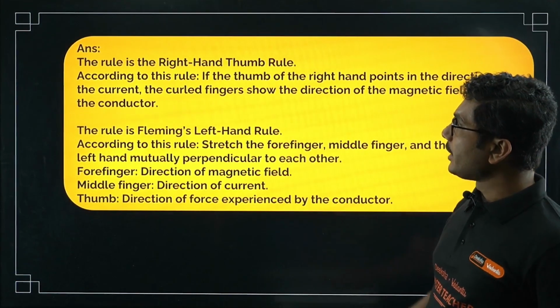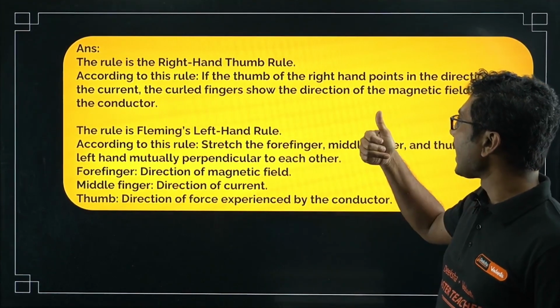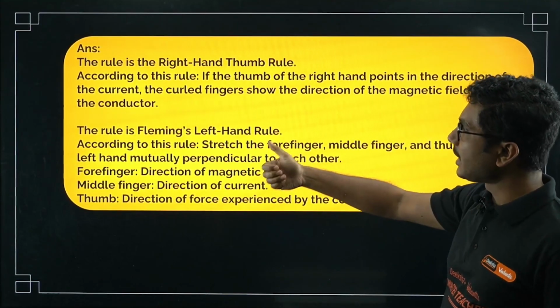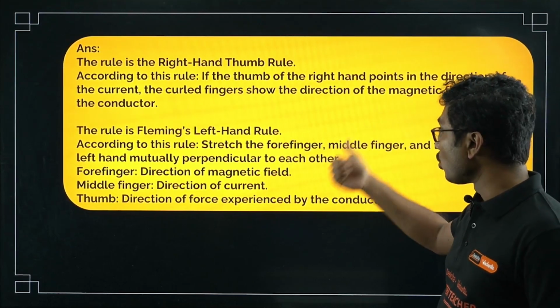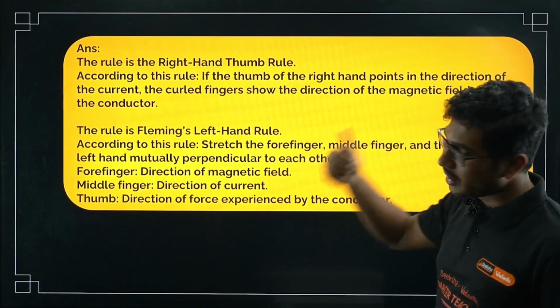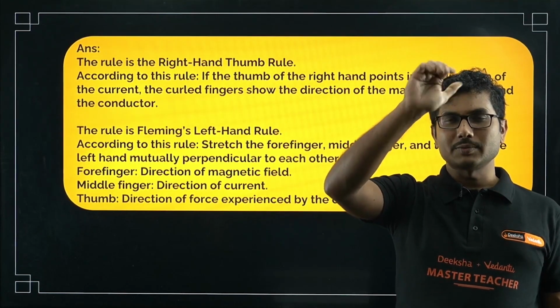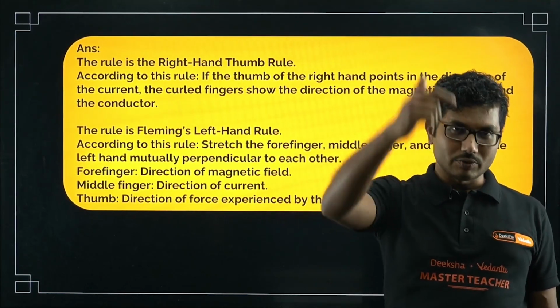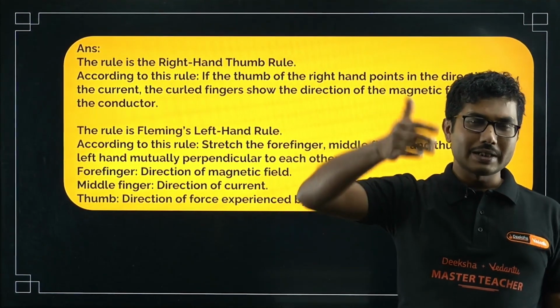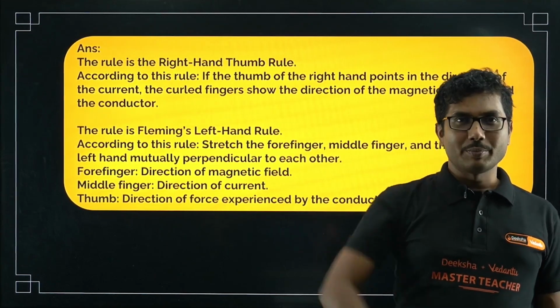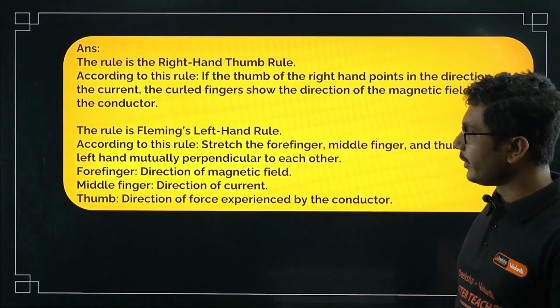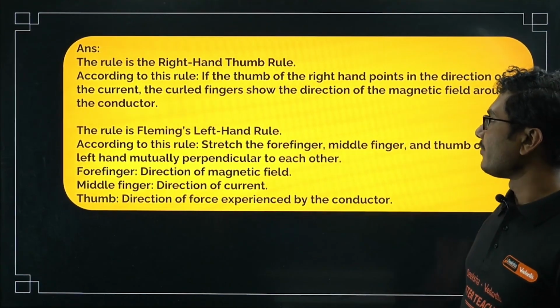According to this rule, if the thumb of the right hand points in the direction of the current, the curled fingers show the direction of the magnetic field around the conductor. So if this is the current, your curled fingers point in the direction of the magnetic field. We know that it's a circular line, so the curled fingers perfectly represent the direction of the magnetic field. The other rule is Fleming's left hand rule.